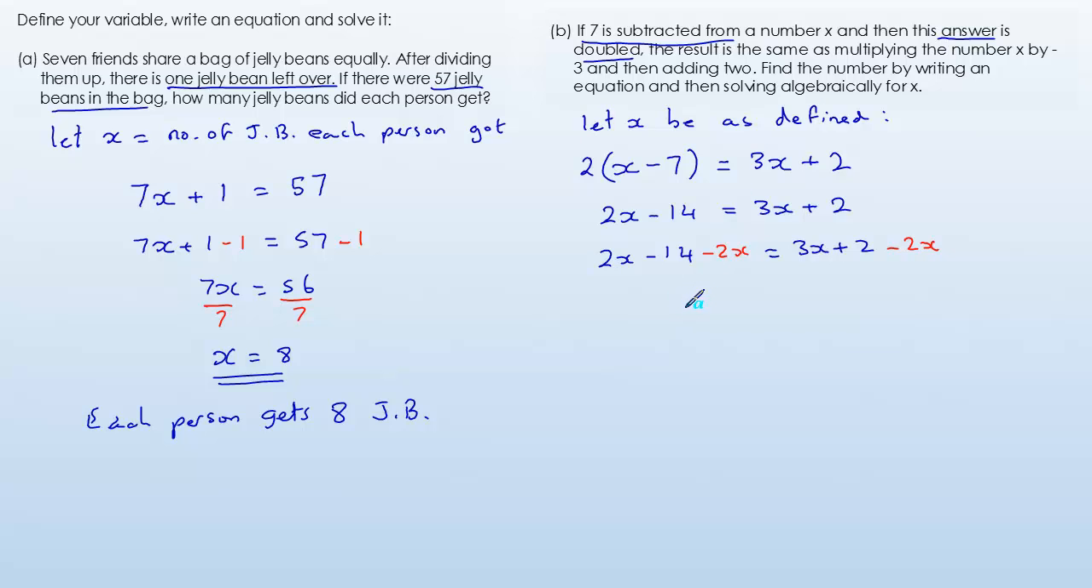So this side just leaves me with negative 14, and this side leaves me with a single x plus 2. Let's just write that the other way around. And then what we want to do is subtract 2 from each side. And then we've got x on this side and negative 16 on this side.